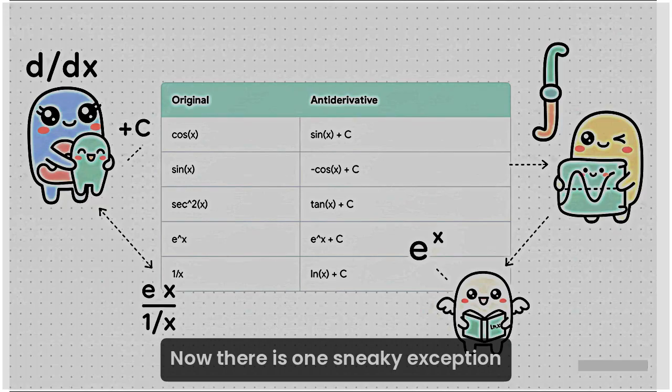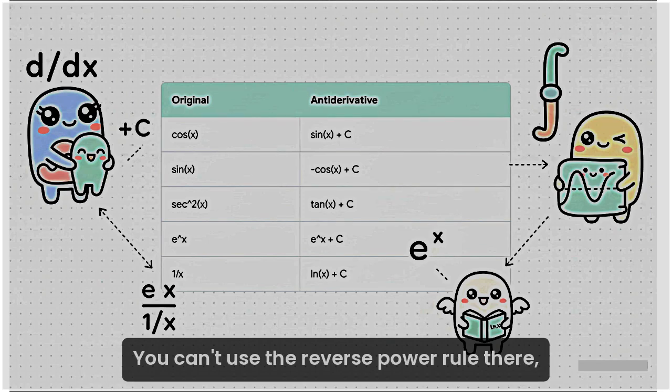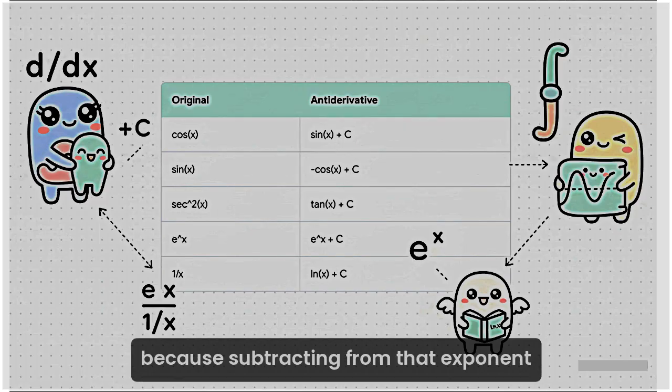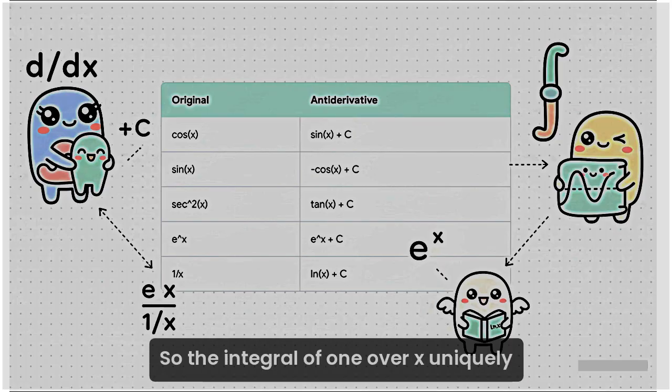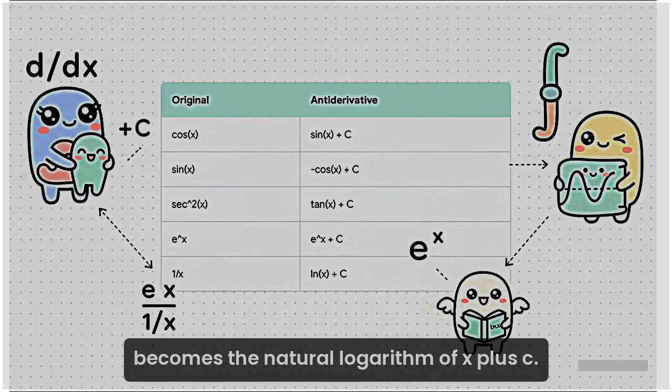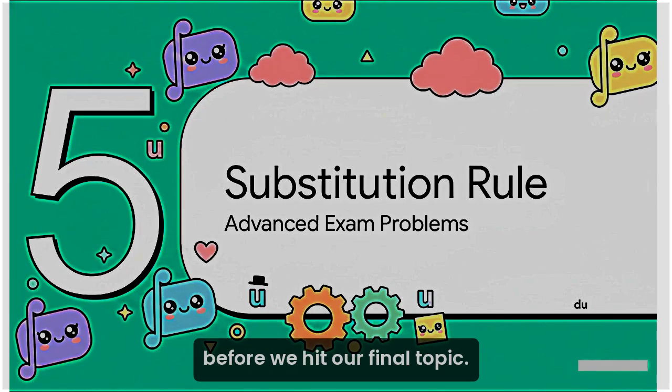Now there is one sneaky exception you got to watch out for, and that's 1 divided by x. You can't use the reverse power rule there, because subtracting from that exponent gives you a 0 and dividing by 0 is mathematically illegal. So the integral of 1 over x uniquely becomes the natural logarithm of x plus c. Okay, let's take one more deep breath before we hit our final topic.